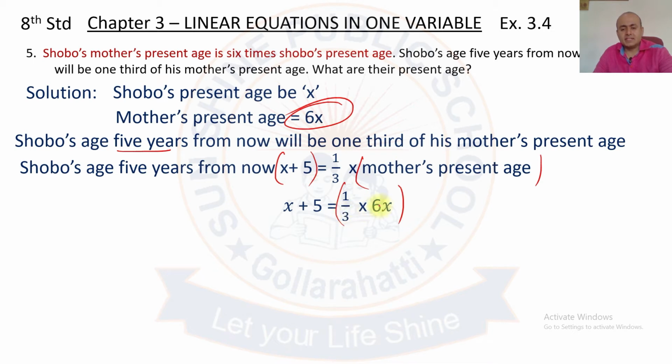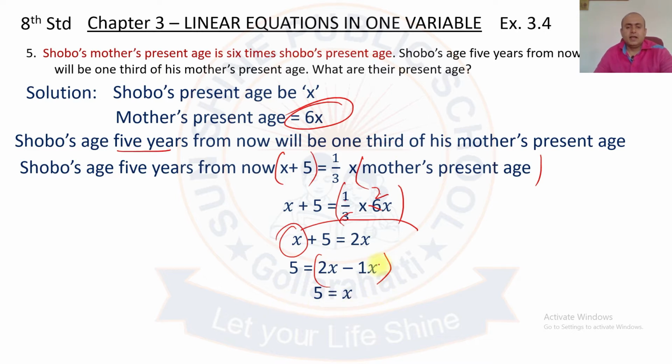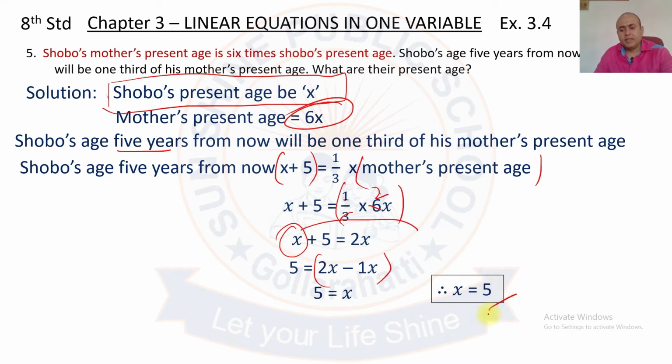Here I can divide 6 by 3, that is 3 ones are 3, 3 twos are 6, and multiplying, 1 into 2 is 2x. Therefore I get x plus 5 is equal to 2x. Now take x to one side, so 5 is equal to 2x minus 1x. Now subtracting, 2x minus 1x gives x. Therefore we got the x value, that is Shobu's present age. So x is equal to 5, or 5 is equal to x, both are the same. Therefore we got Shobu's age.